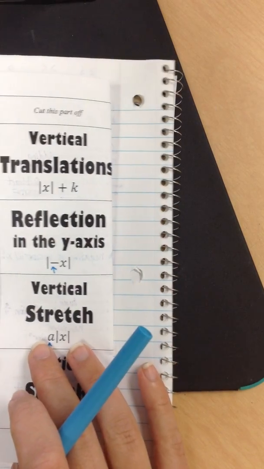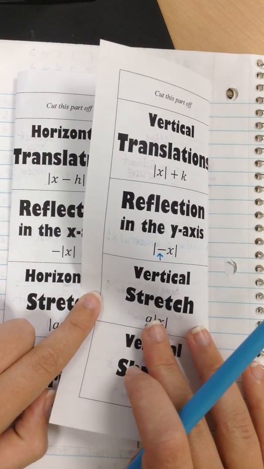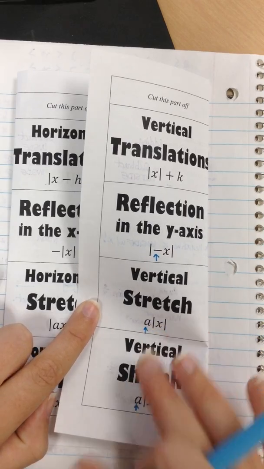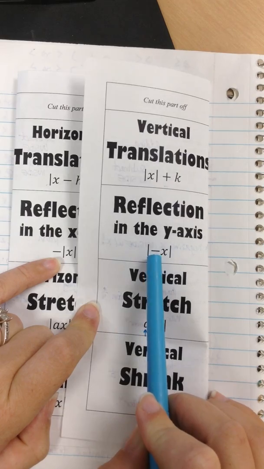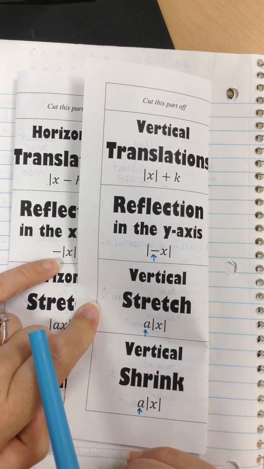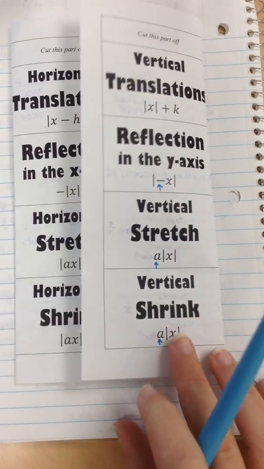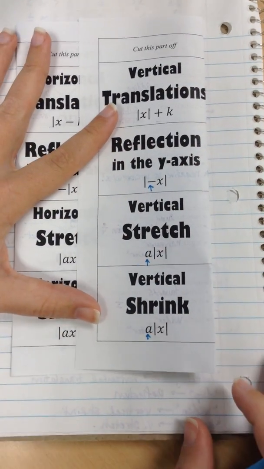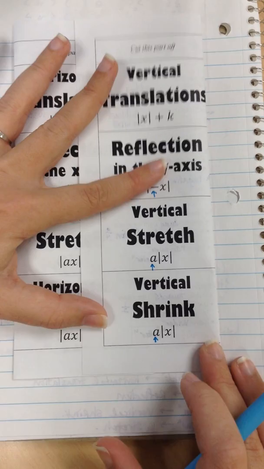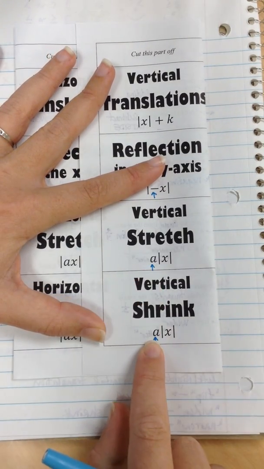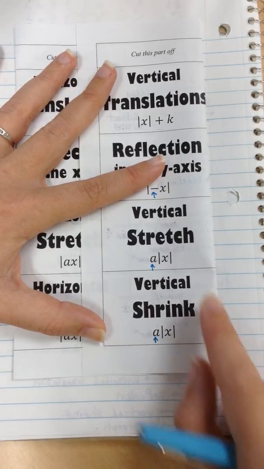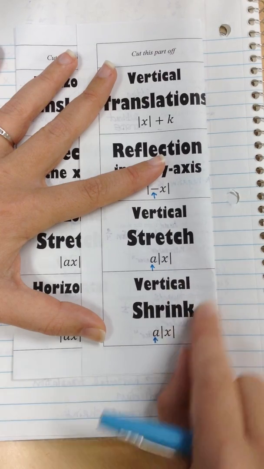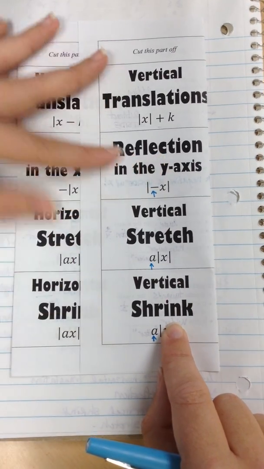Okay, so again, reflections in the x-axis and reflections in the y-axis both have to do with negatives. The difference is where is the negative. Ones on the outside in front are x-axis, ones inside with x are y-axis reflections. The other thing we talked about on the last video was your vertical stretches and your shrinks. And that's where we said, hey, you have a number that's literally out in front. Whether it's a stretch or a shrink depends on if that number is greater than 1 or less than 1. Numbers greater than 1 are stretches, less than 1 are shrinks.